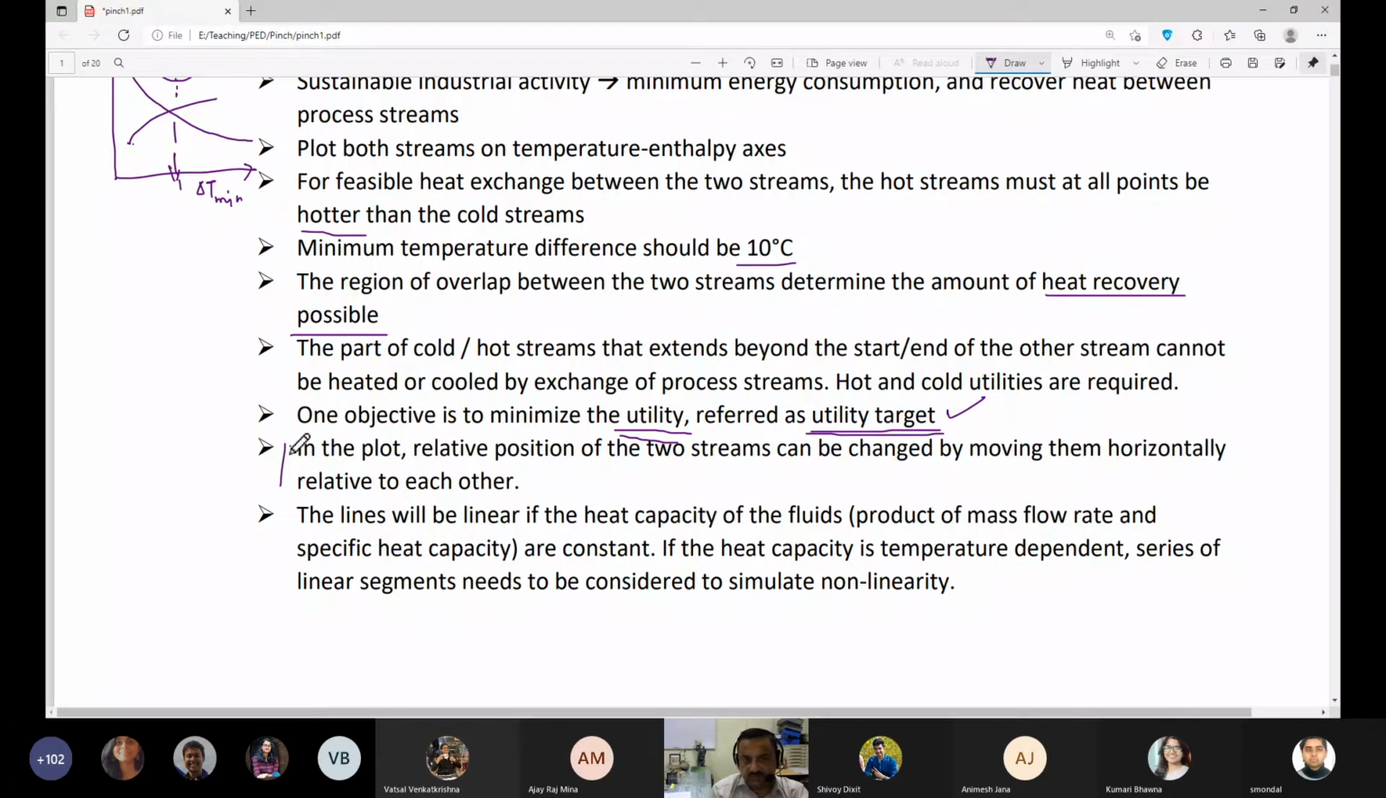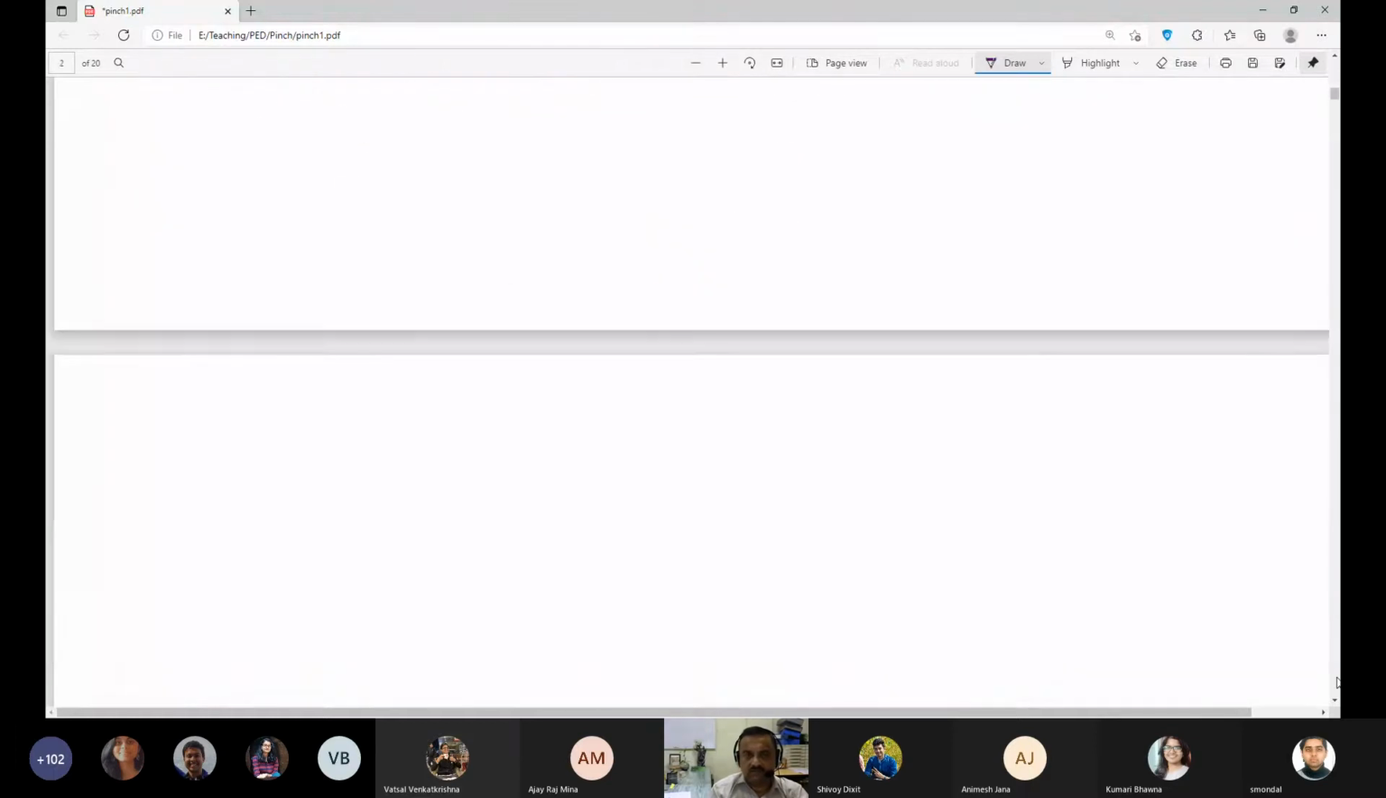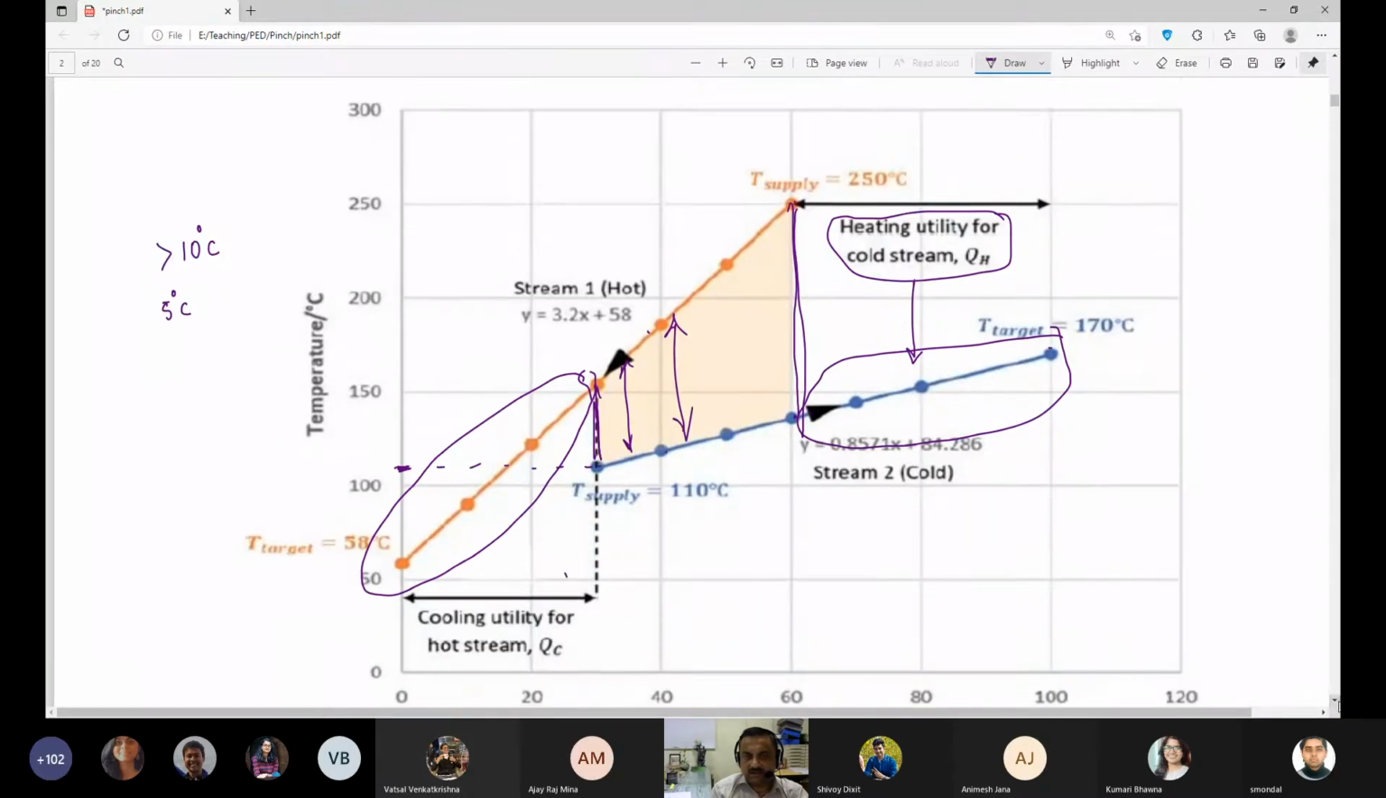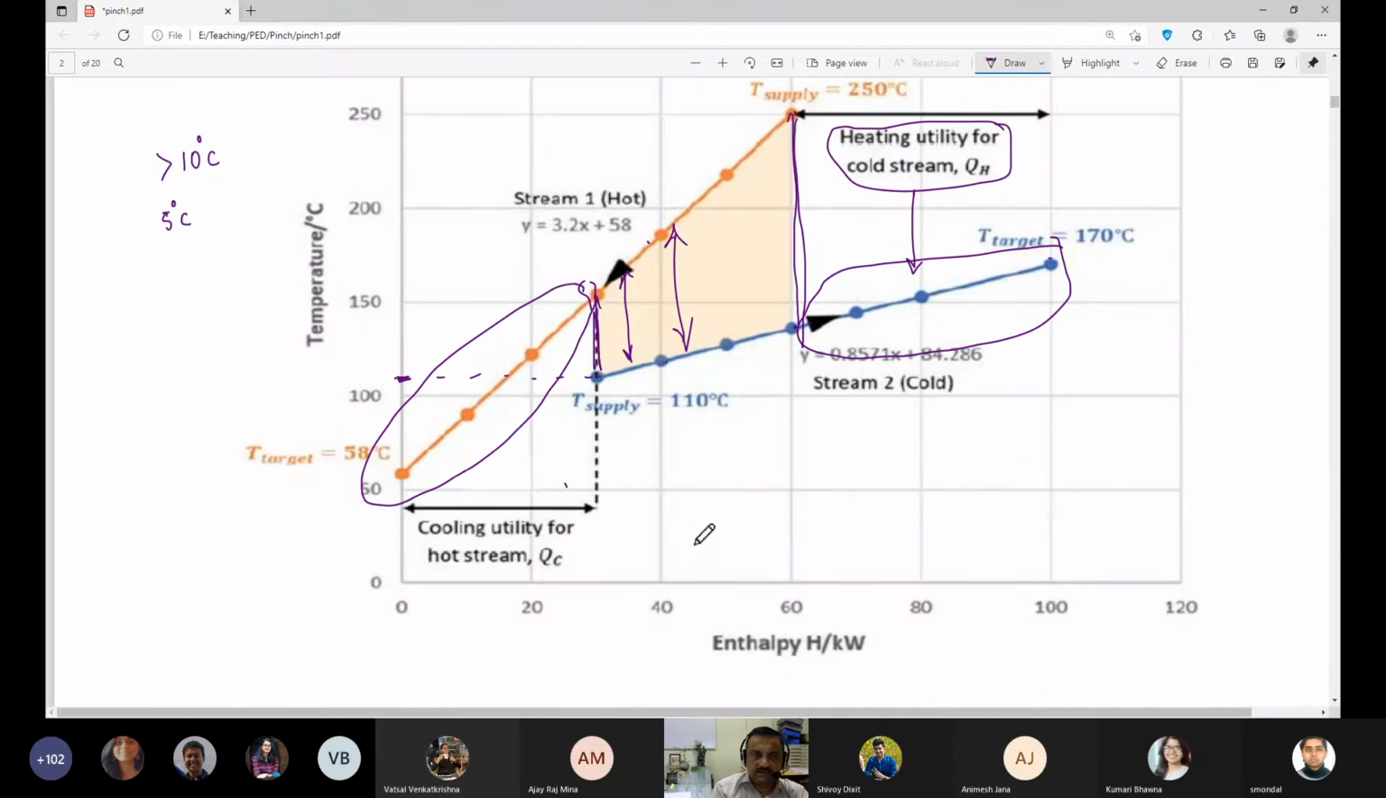The lines will be linear if the heat capacity of the fluid, that is the product of mass flow rate and specific heat capacity, is constant. What is the slope of this line? The slope of this line would be MCp, right? Because the y-axis is T and the x-axis is H. Or rather, should it be 1 by MCp? H is equal to MCp delta T, right? So it would be 1 by MCp.